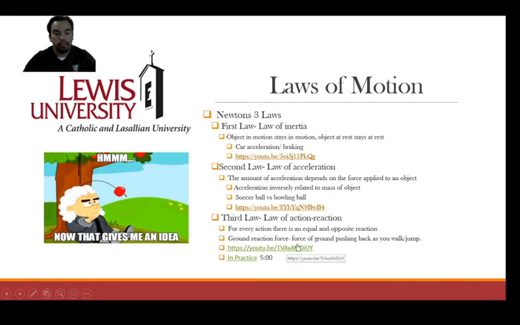Okay, and then we have the third law of action and reaction. For every action, there's an equal and opposite reaction. Ground reaction force is a good demonstration of this. It's the force of the ground pushing back on you as you walk or jump. So as you are moving, you push down and the ground pushes up on you. Sand has less ground reaction force, right? So you have less because you push into the ground and it doesn't push up as much. So different objects have different masses which have different ground reaction forces that are created. So if it had no ground reaction force, then you would just sink right through. Okay, so that's kind of what that's talking about.